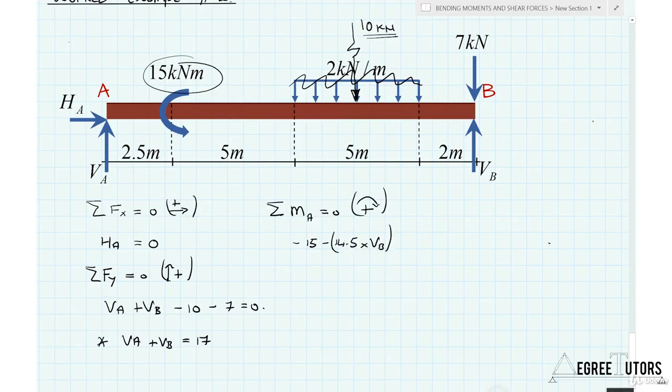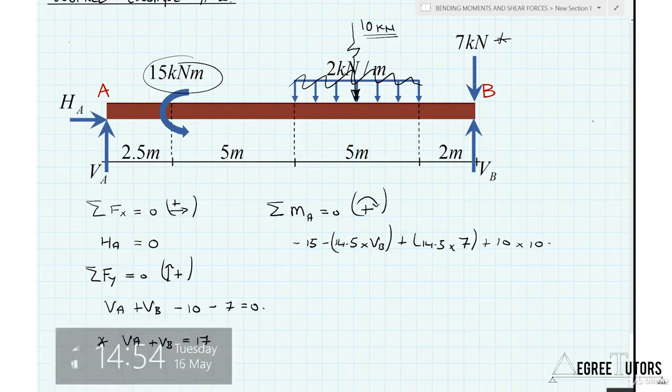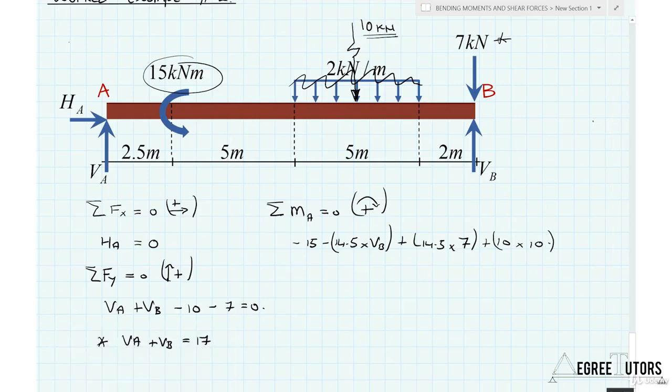Plus 14.5 meters times the 7 kilonewtons, that's this one up here. Plus, let's deal with the resultant, 10 kilonewtons times 10 meters as the lever arm, so 10 by 10. All of that equals 0.